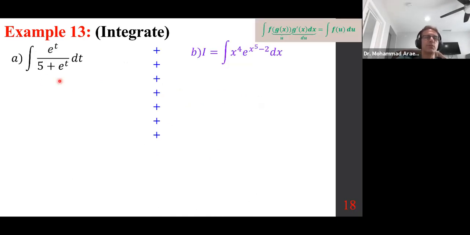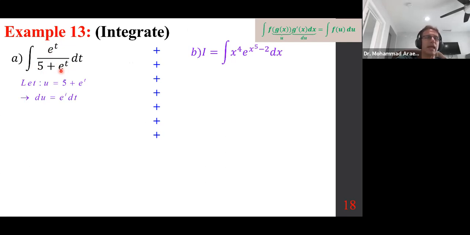Anytime you have a fractional expression, your first step is to simplify if you can. If you cannot, normally the denominator is a choice of u. Notice the derivative of the bottom is the top. Therefore, when u is 5 plus e to the power of t, du is e to the power of t dt.